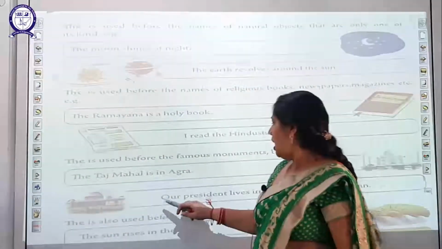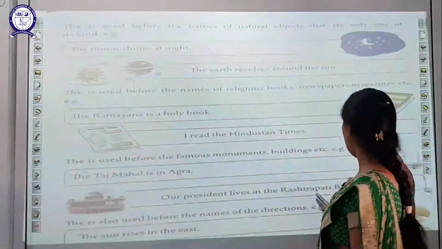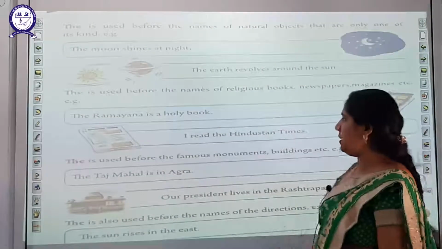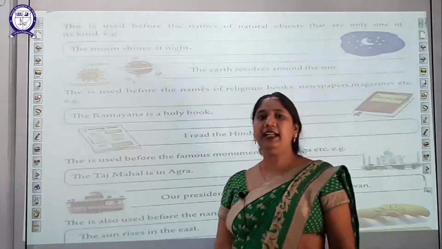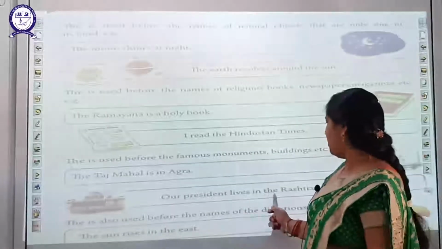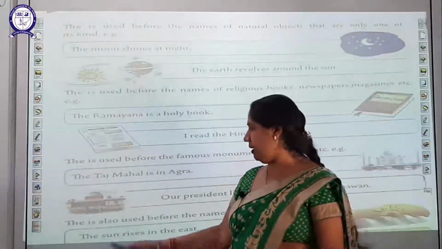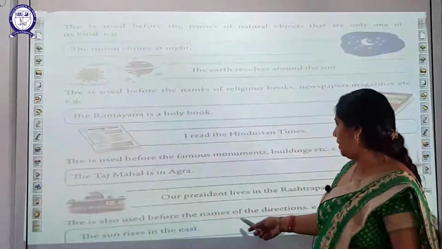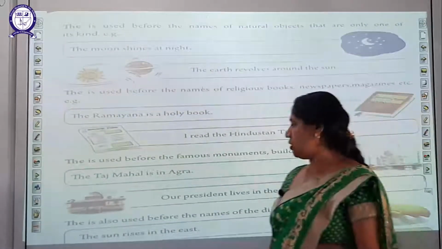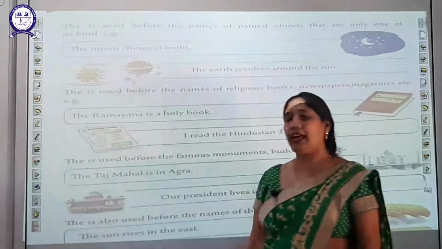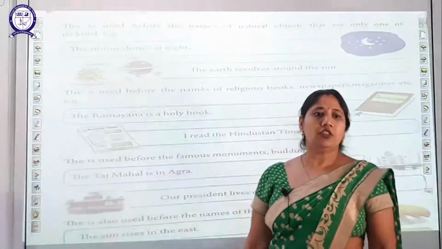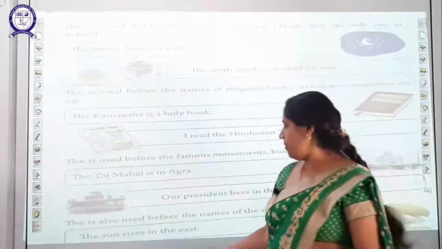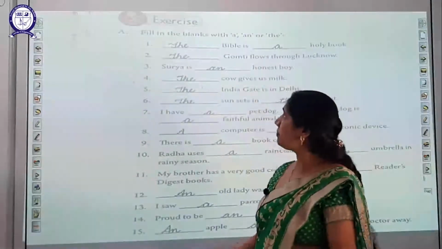monument name. Our president lives in the Rashtrapati Bhavan. Rashtrapati Bhavan is a particular building where the president lives. So we have to mention here the Rashtrapati Bhavan. The is also used before the name of the directions. The sun rises in the east, the west, the north and the south. So we have to mention the before the directions name.